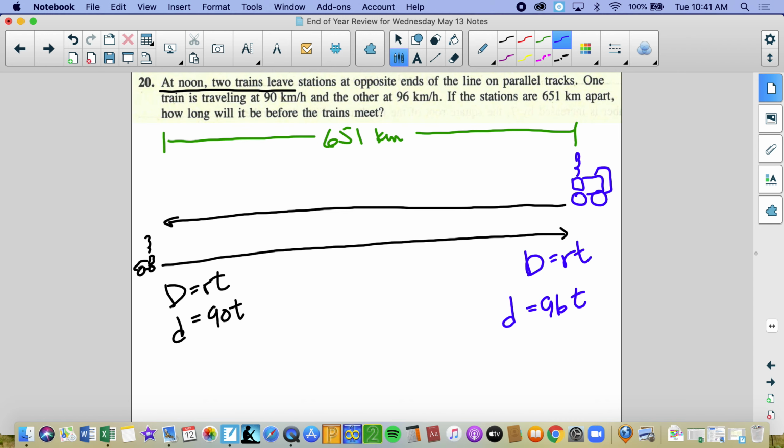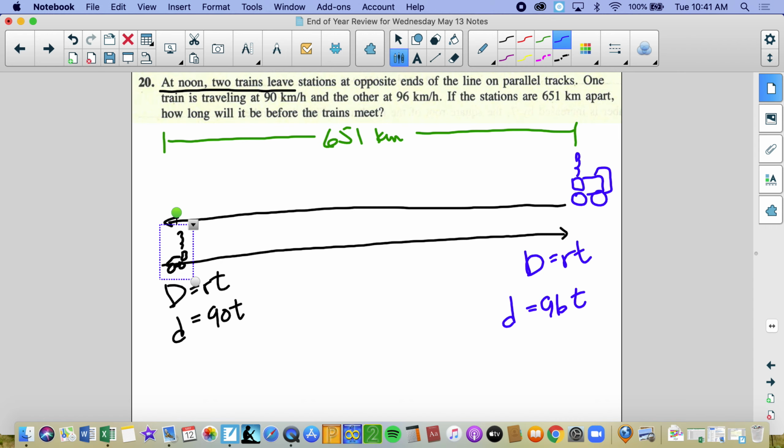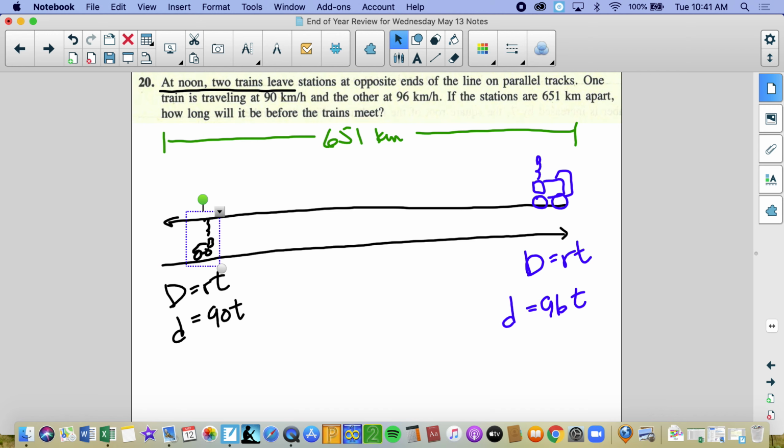So when they meet, so when this little train goes, oh, let's connect its caboose. Let's group. So when this train goes, well, let's use two hands, Mr. Mac. So at noon, they start traveling. And they want to know, when do they meet? So when they meet is when you stop the clock. So if they start and stop at the same time, that's why their time is going to be the same. Clock starts, they start. When they meet, the clock stops. So they both are going to travel for the same time.